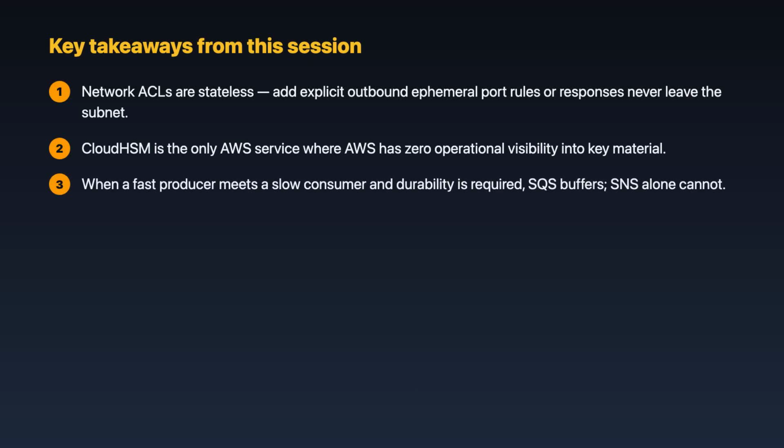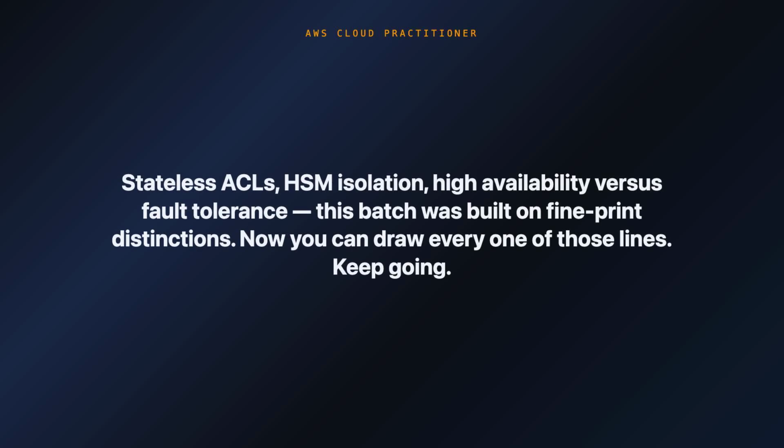Three takeaways from this session. First, network ACLs are stateless. Add explicit outbound ephemeral port rules or responses never leave the subnet. Second, Cloud HSM is the only AWS service where AWS has 0 operational visibility into key material. Third, when a fast producer meets a slow consumer and durability is required, SQS buffers, SNS alone cannot. Stateless ACLs, HSM isolation, high availability versus fault tolerance. This batch was built on fine print distinctions. Now you can draw every one of those lines.